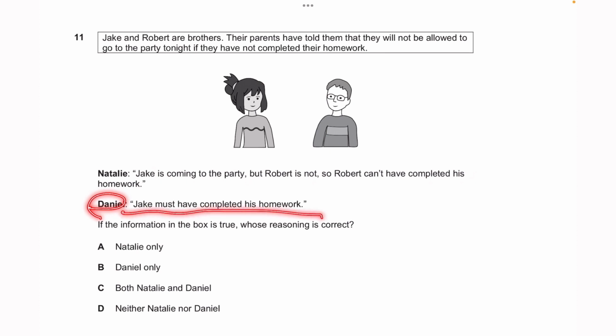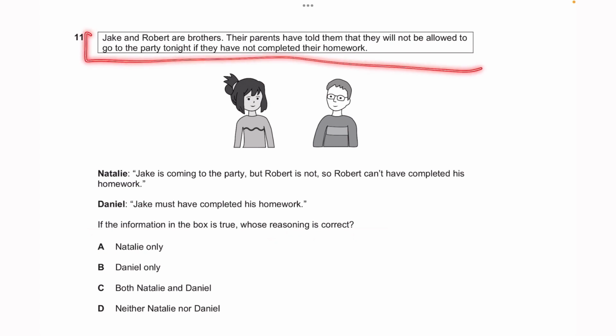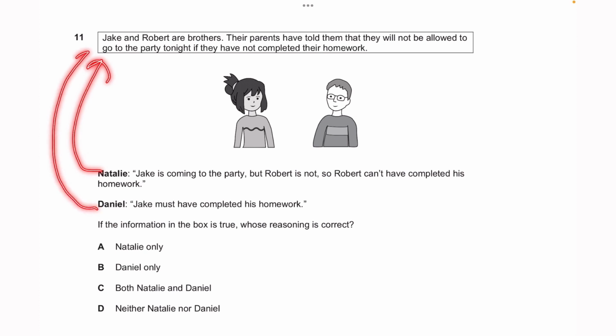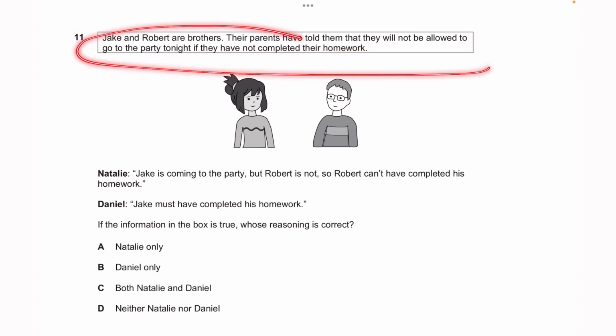Daniel says, Jake must have completed his homework. If the information in the box is true, whose reasoning is correct? So once again, we are looking at this information here, and we're going to try and see how Natalie and Daniel's reasoning is correct or incorrect based on this information. And so it's a matter of understanding this, okay?